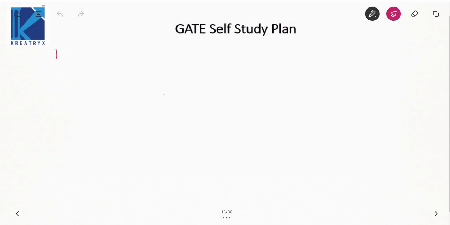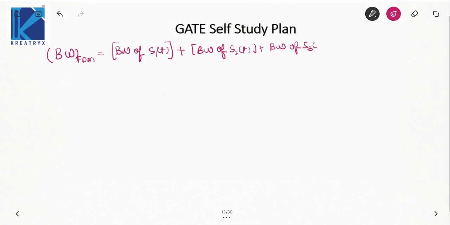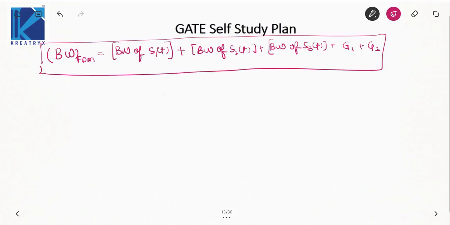So if we want to calculate the bandwidth of a frequency division multiplexed signal, we simply need to calculate the bandwidth of the first modulated signal, and if the modulation is AM or DSB, it will be twice the maximum frequency component, and if it is SSB, then it will be only the maximum frequency component. Bandwidth of S2(t) plus bandwidth of S3(t) plus guard band between 1 and 2 and guard band between 2 and 3. So this is the formula for the bandwidth of a frequency division multiplexed signal, and obviously the channel bandwidth should be more than the bandwidth of the frequency division multiplexed signal. So this is all about frequency division multiplexing.